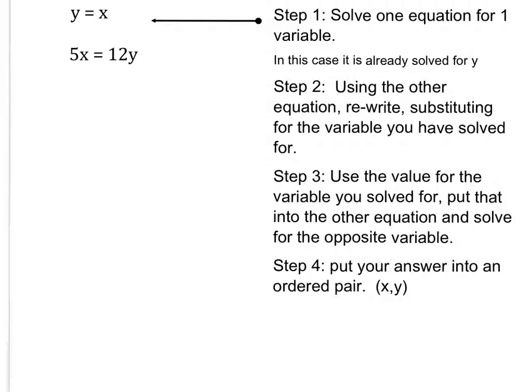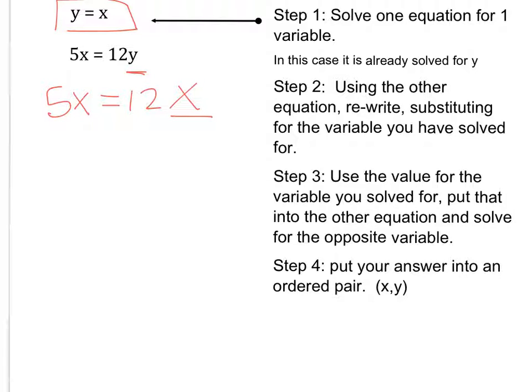Steps today are the same as yesterday. We're looking at both equations, trying to solve for one variable in one equation. In this case, we're already solved for y or x, and so we're going to go ahead and substitute in for y. So wherever I see y, I know that y is x. So I can go ahead and say 5x equals 12. And at this point, we put in whatever y is equal to. Again, this is one of those unique situations, y equals x.